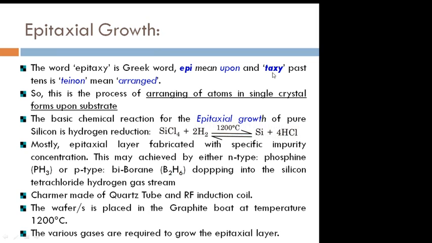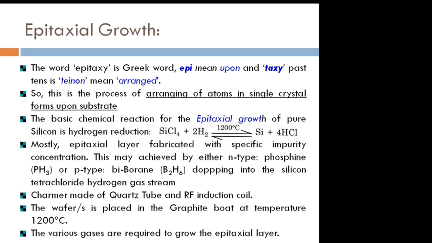It is coming from the word taxis, and taxis means very well arranged. So on top of something, very well arranged, very nicely organized on a certain surface, on top of the surface, and that's how the epitaxy or epitaxial growth process name came. So let's go ahead into the detail of it.